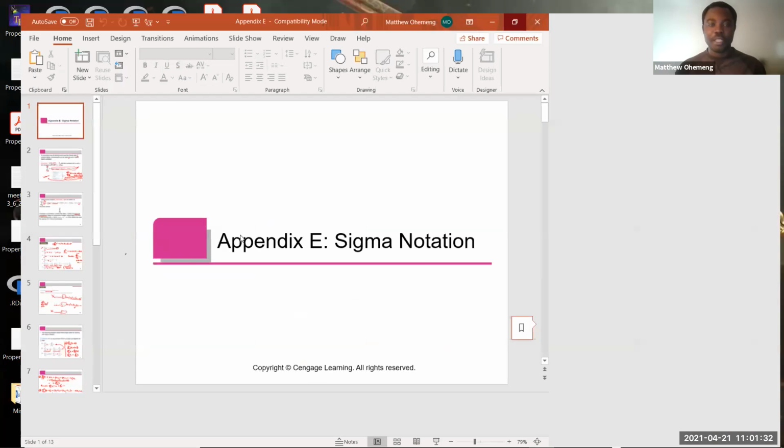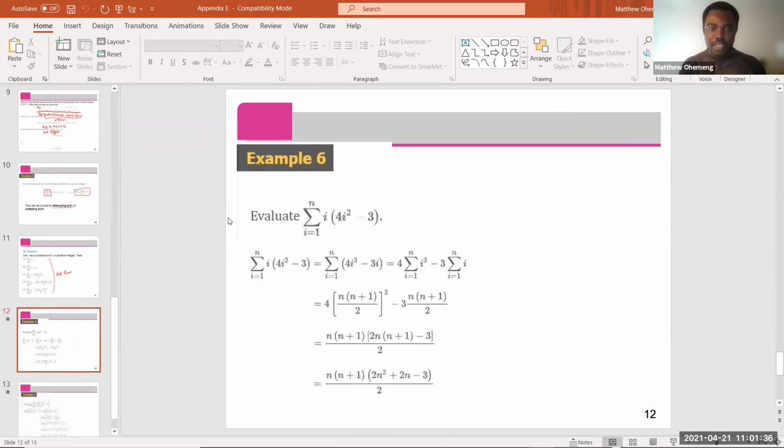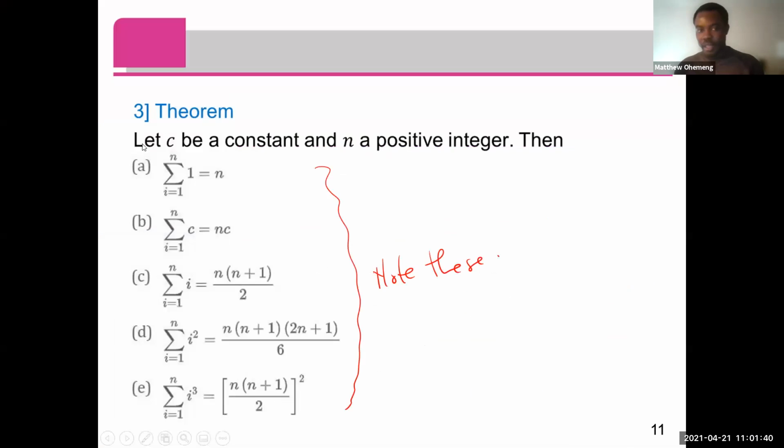So anyways, let's continue from where we ended the last time. Last time we were looking at Appendix E. I'm sharing the PowerPoint, which is on my desktop. So you ran through this sigma notation, and we got to this part, right? So we concluded that these are some of the very important theorems or properties that you have to know regarding sigma notation. So note these, they will pop up somewhere down the line in chapter 5, right?